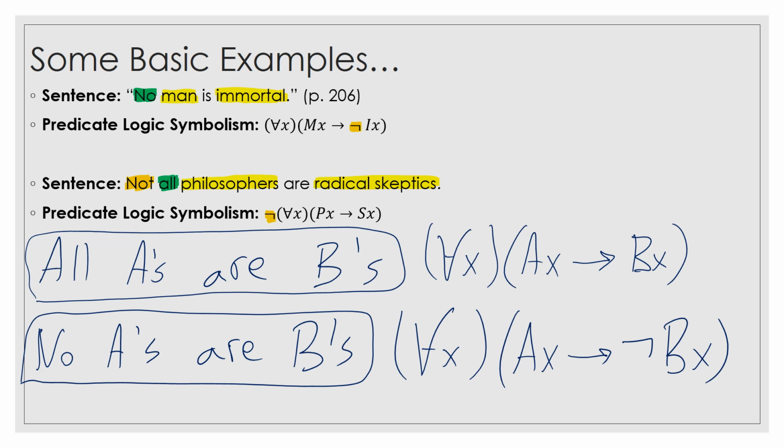Moreover, if we wanted to consider this right here in a more generalized form, I suppose we can say not all A's are B's. So from that, we can say not, parentheses, for all x, if x is an A, then x is a B.